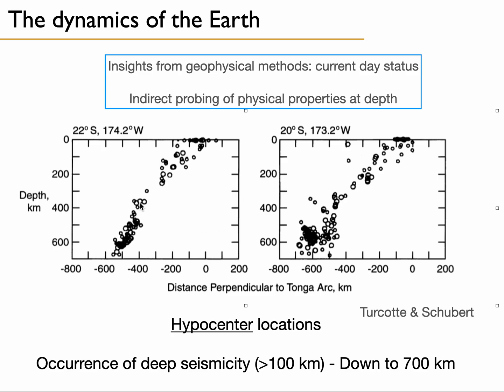You see a lot of earthquakes happening in two regions here, mostly two clusters, and this is extending down to 700 kilometers. So we see hypocenters at depth and the occurrence of very deep seismicity down to 700 kilometers. This already shows you a pattern.